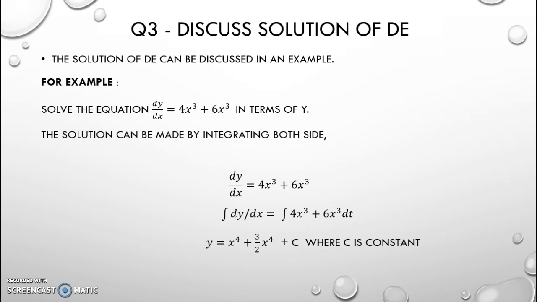Okay, dy over dx equal to 4x cubed plus 6x cubed. When we integrate both sides, it will become y equal to x to the power of 4 plus 3 over 2 x to the power of 4 plus c, where c is a constant.